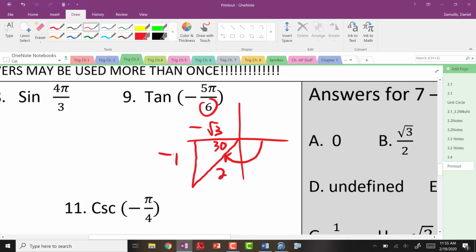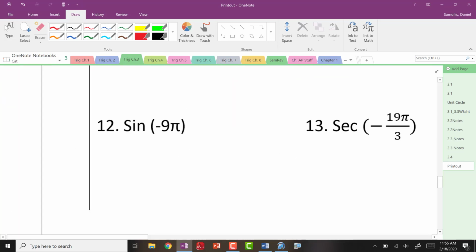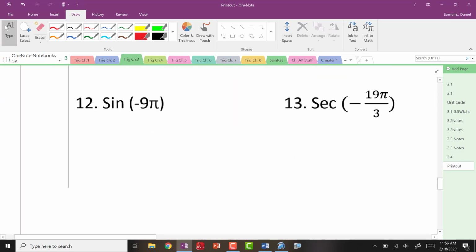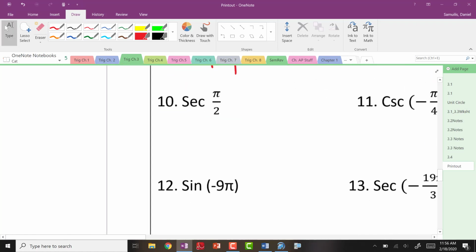What's tangent? What letter over what letter? Y over x, which is root 3 over 3. And it is positive because you have a negative over a negative. Or all students take calculus, so on and so on and so forth. I don't feel like doing all of these. I'll do these last two. No, let's see. Do I have an over 2? Oh, good. I'll do these two.